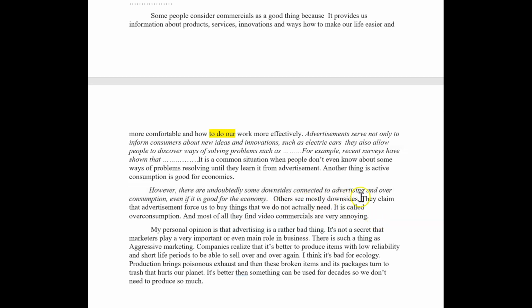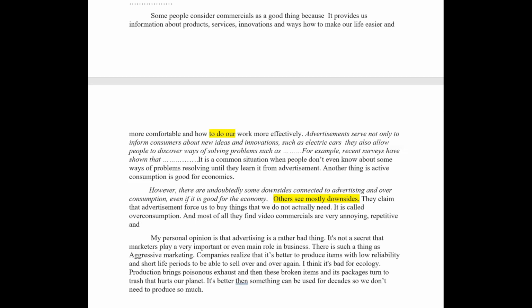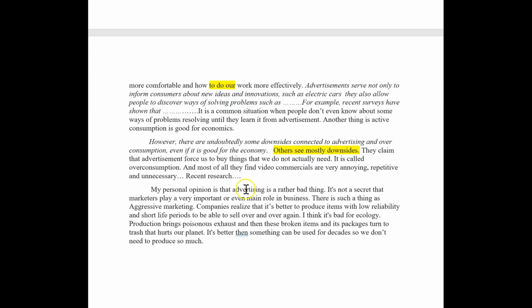They claim advertisements force us to buy things we don't actually need, overconsumption, exactly, and they find videos very annoying. Okay, so you don't need that. Good. Don't start with and, but lead in and. They find annoying, repetitive, and unnecessary. Something like that, okay? And then you've got example, recent research. Okay, so then you want another example, and Ben shows you exactly what to do. So you can see these paragraphs are going to be longer with more detail in them and more complex sentences.